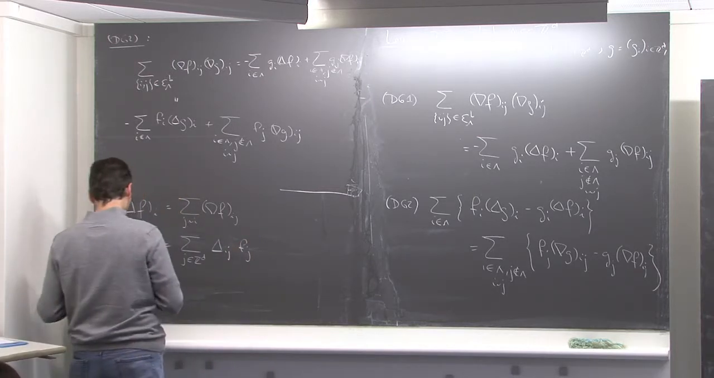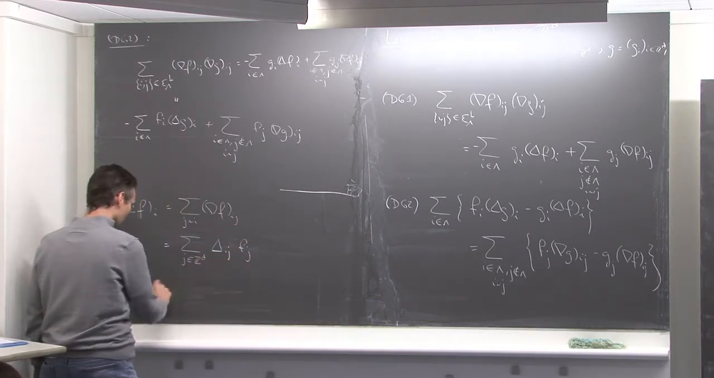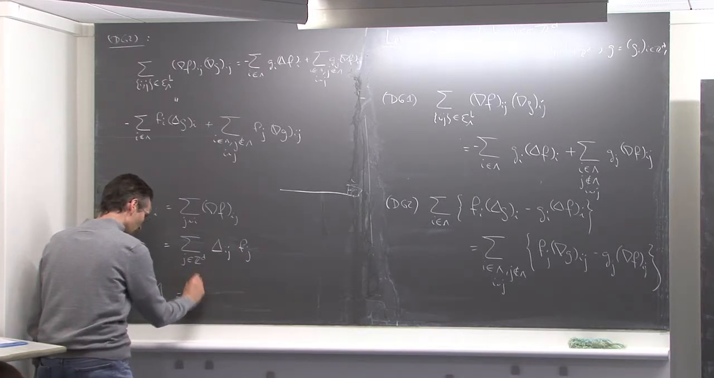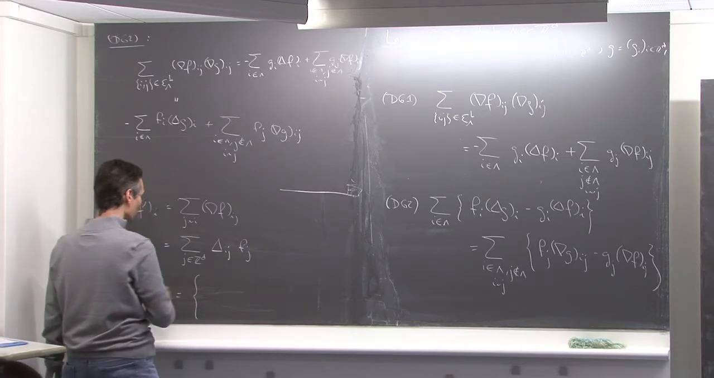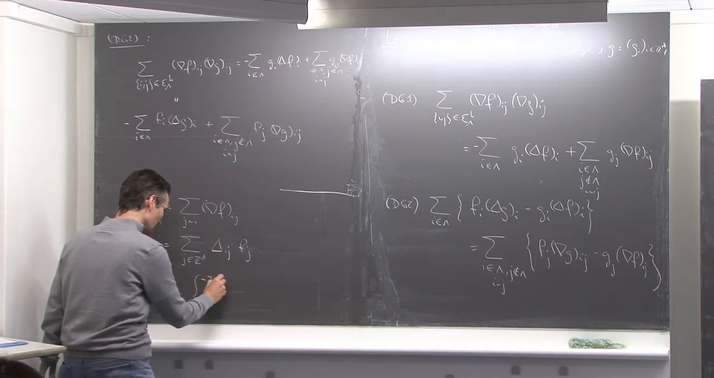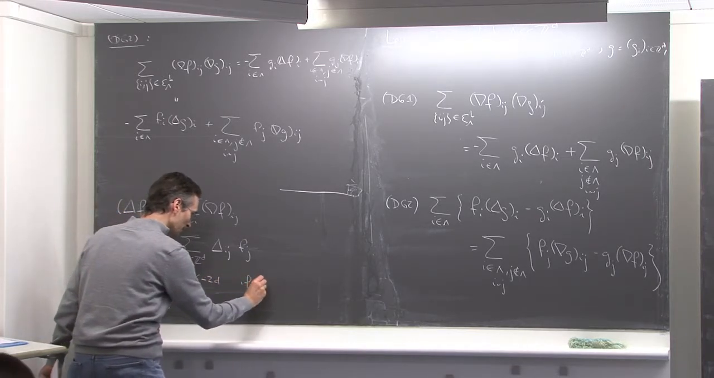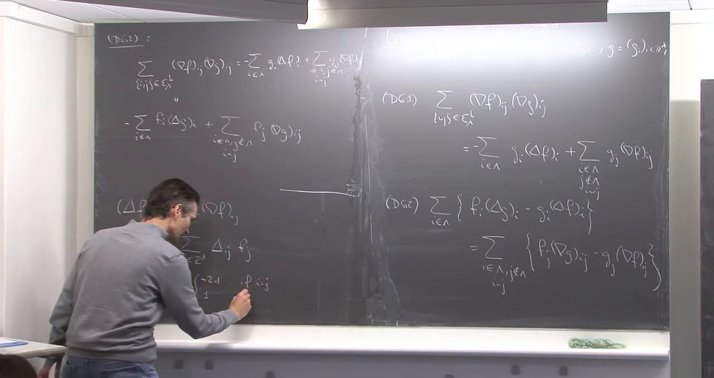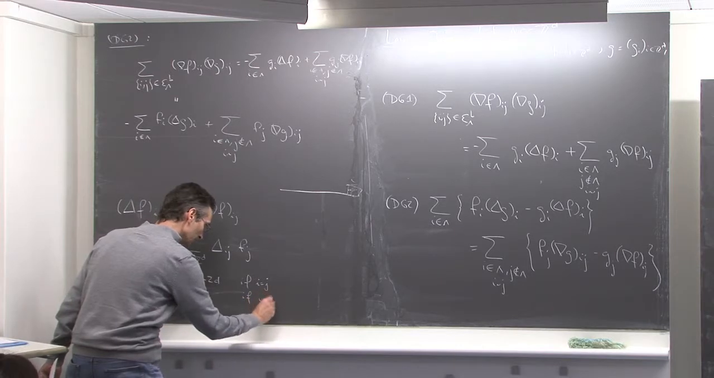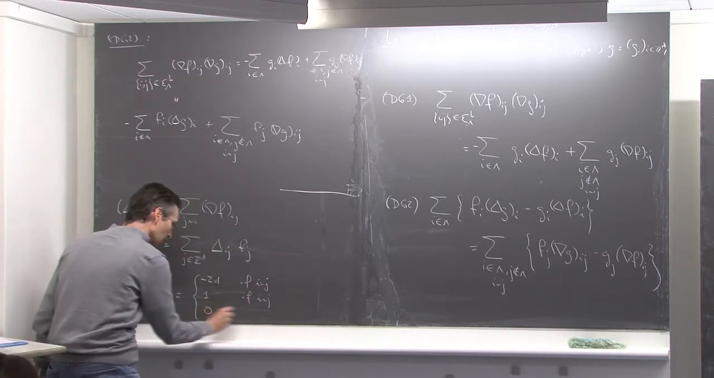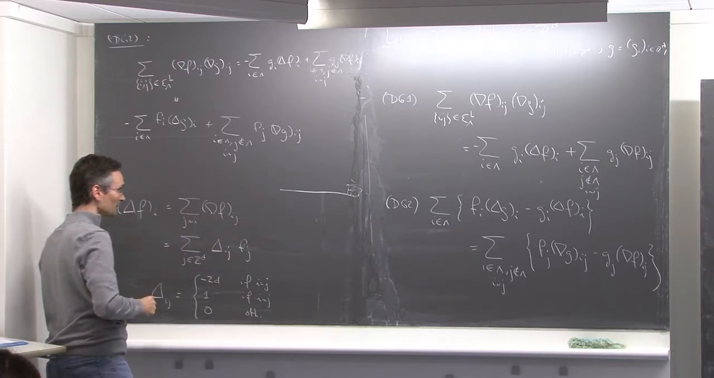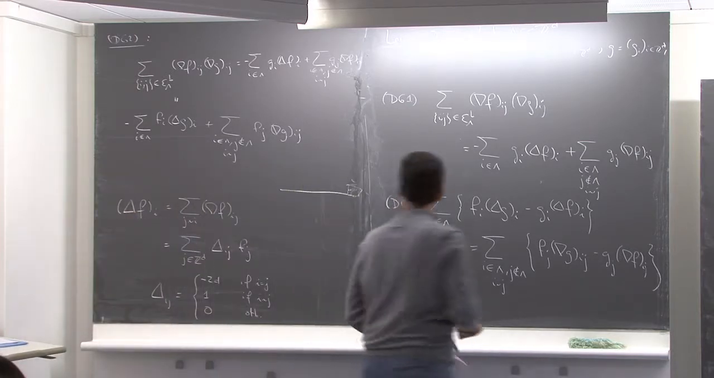f_j. Okay, so what should this Δ_ij be? If you want this to be an identity, I have to define this to be minus 2d if i is equal to j. I have to put plus 1 if i is a neighbor of j, and 0 otherwise. And then this sum just gives me exactly the same thing as this sum. So that's the first notation I need.